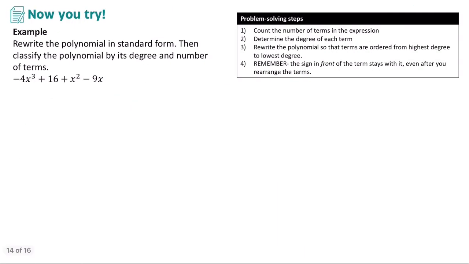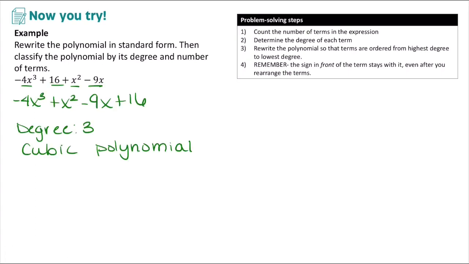So now you can go ahead and pause the video and try doing this example on your own. Polynomial, we have negative 4x cubed plus x squared minus 9x plus 16. The highest degree term is a degree of 3, so this has degree 3. It has more than 3 terms, so we just call it a polynomial. And since it's degree 3, it's cubic. So this is a cubic polynomial.